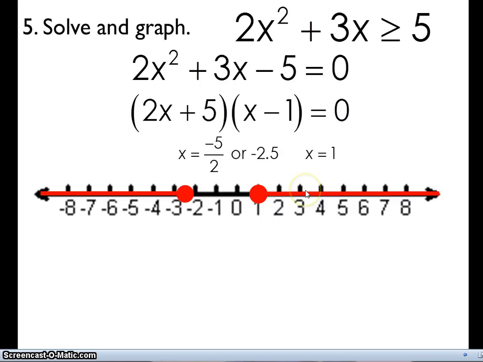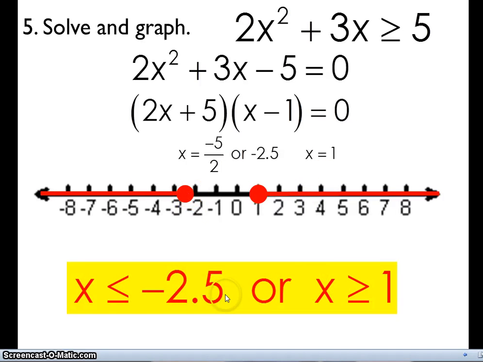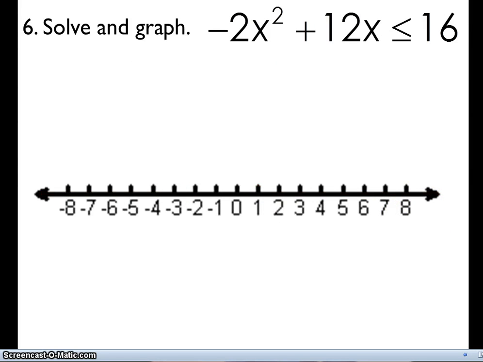Interpret your graph. Ors go out. The number on the left I write first so that my arrow matches my inequality. The number on the right goes second so that it matches my arrow in the inequality.